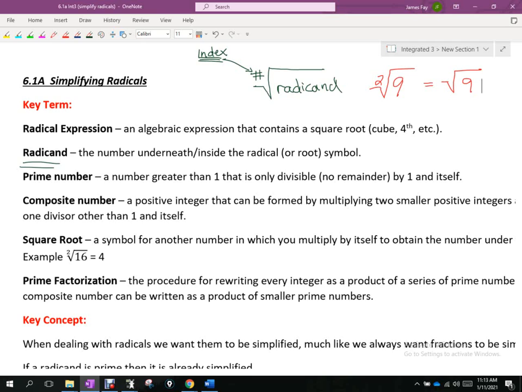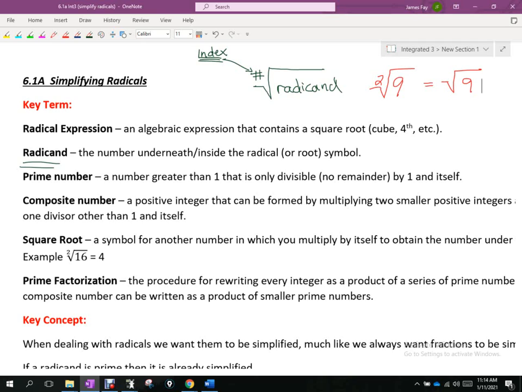So it's not just 1, 2, 3, 4, 5, 6, 7. It's not just my integers. It could be any decimal that I could come up with. And a lot of times they end up being irrational numbers. Okay? A prime number. Okay? A prime number by definition is a number greater than 1 that is only divisible by 1 and itself.